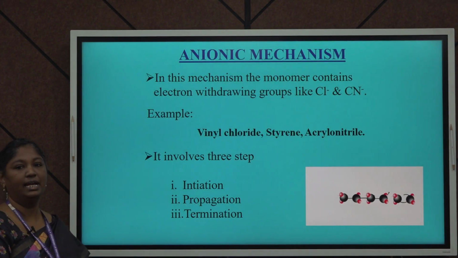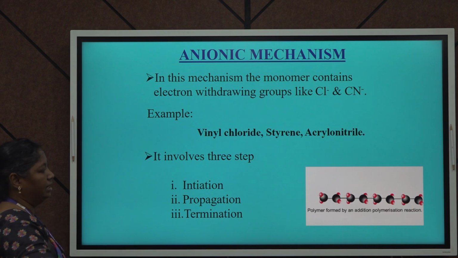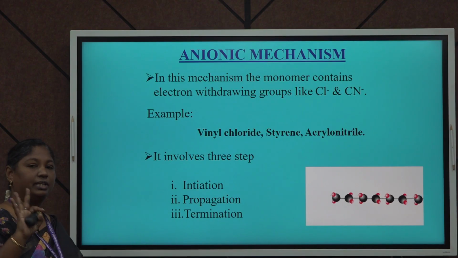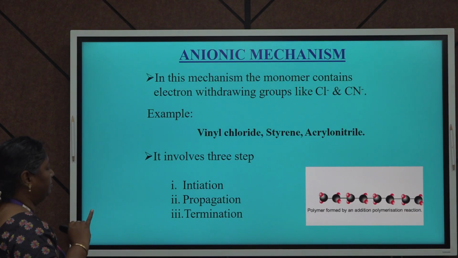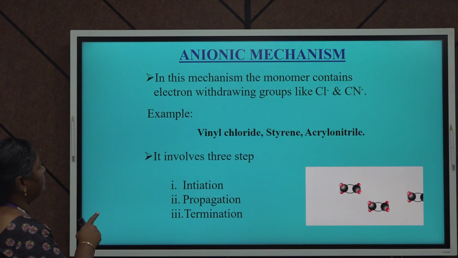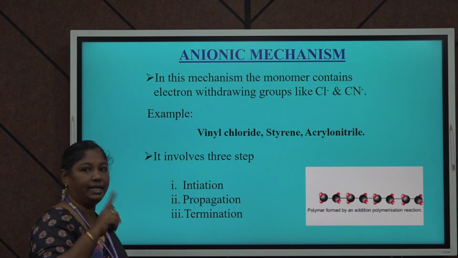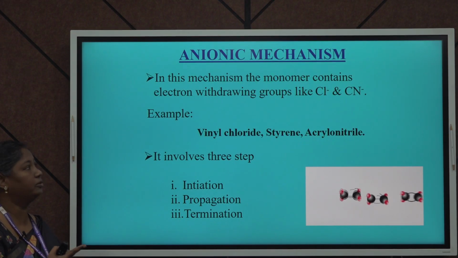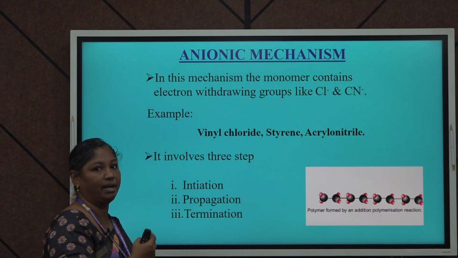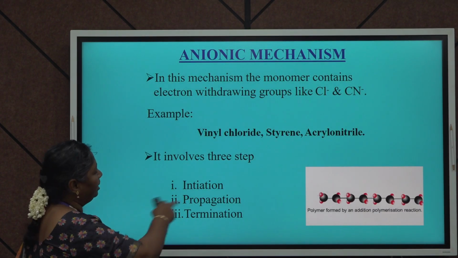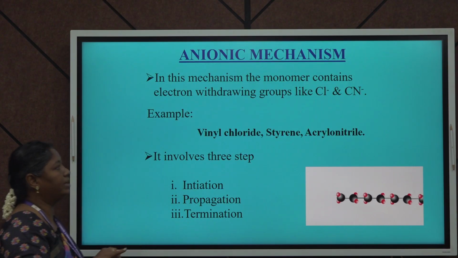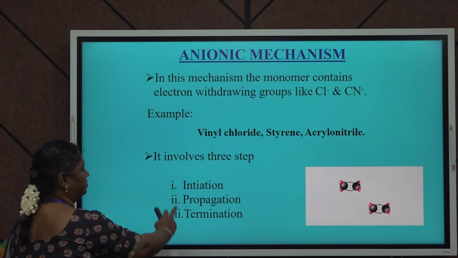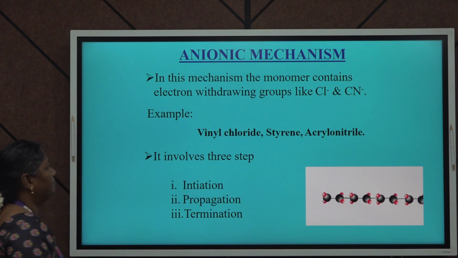Then next we will see the anionic mechanism. Studying the mechanism is very easy, because again I am repeating, we have only three steps, that is initiation, propagation, termination. And here we are using the electron withdrawing group. In cationic we used electron donors, but here we are going to use electron withdrawing groups like Cl minus and CN minus, that is chloride and cyanide ions. So, here we are going to use monomers such as vinyl chloride, styrene and acrylonitrile. So, here also the three steps: initiation, propagation, termination.